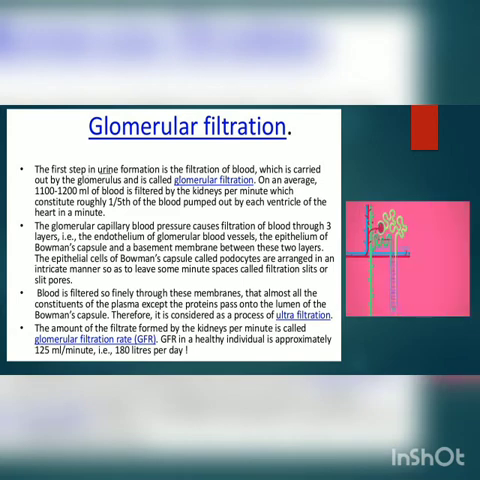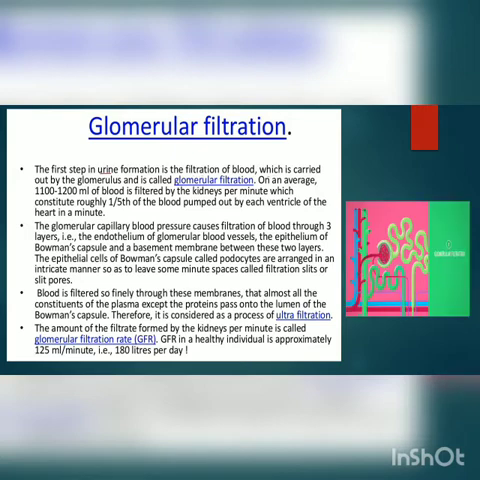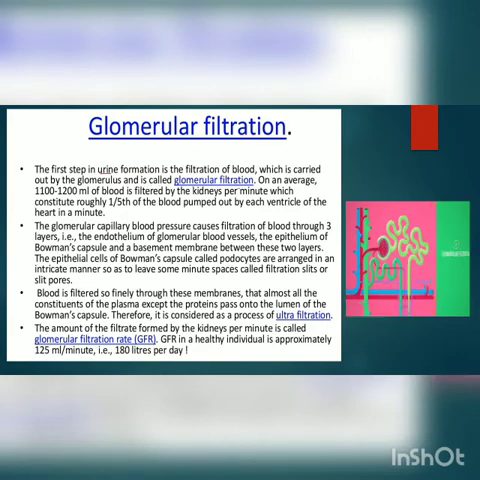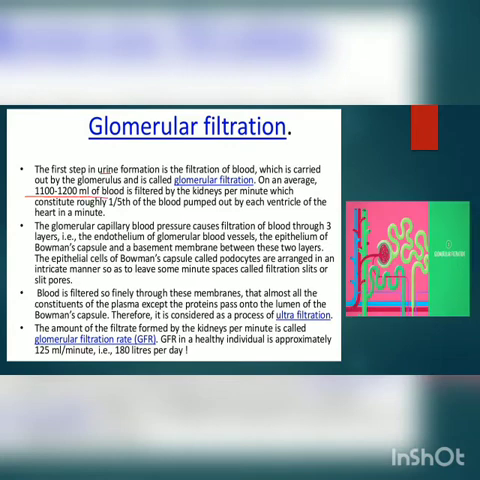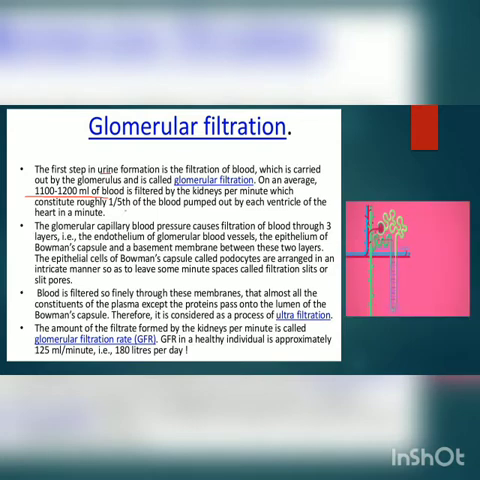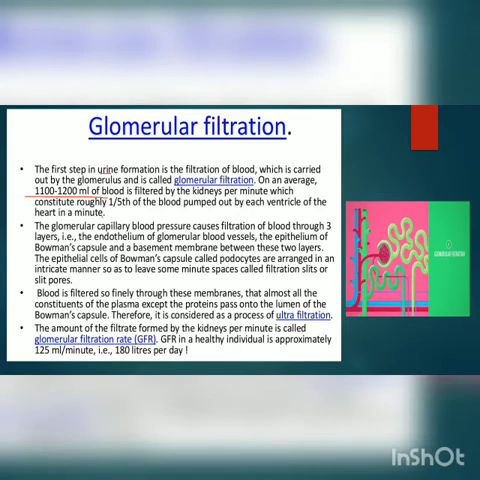Here the filtration of the blood is carried out by the glomerulus, and it is also called glomerular filtration. On an average, 1100 to 1200 ml of blood is filtered by the kidneys per minute, which constitutes roughly 1/5 of the blood pumped out by each ventricle of the heart in a minute.